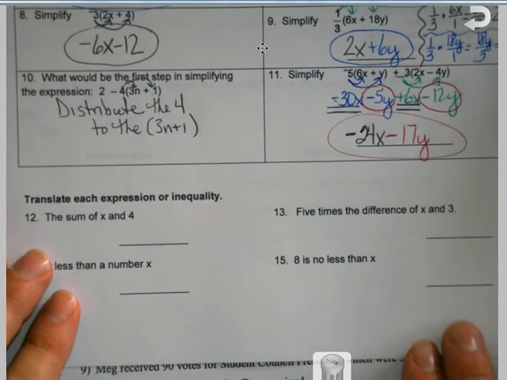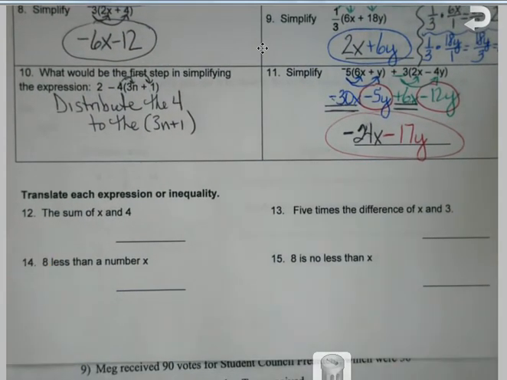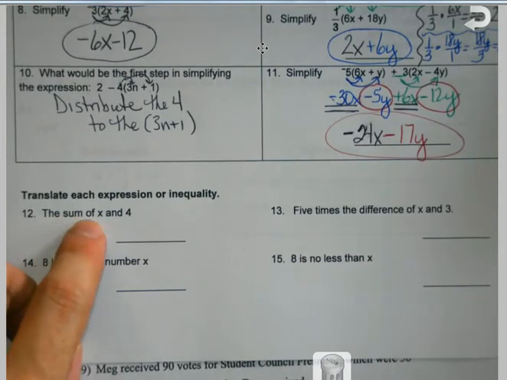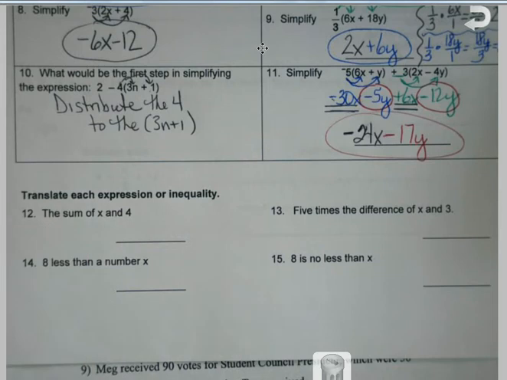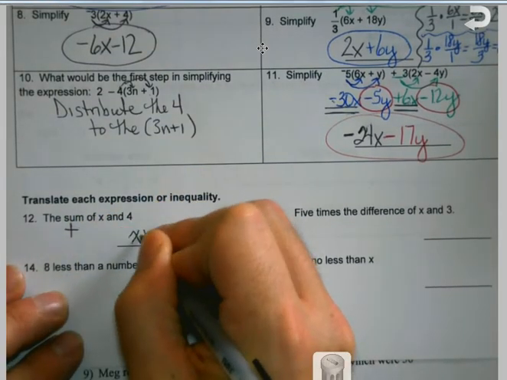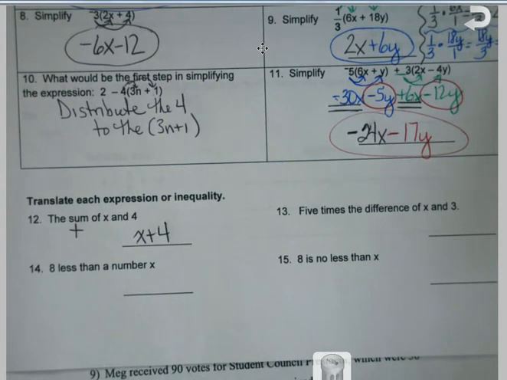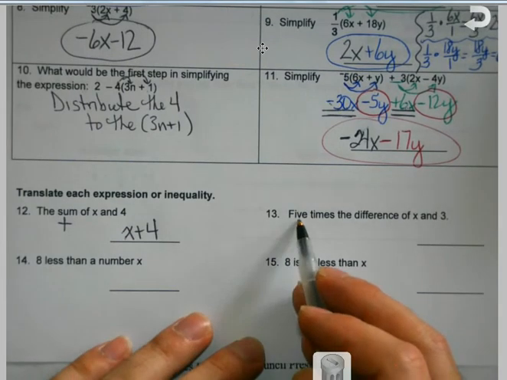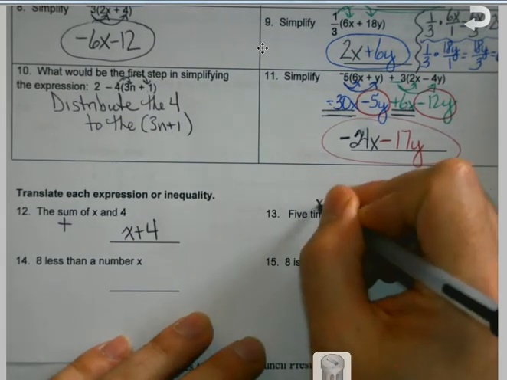Move this up a little bit here. Okay, translating. So again, when we figured out what all those words meant up top, that's going to help us now. The sum of x and 4. What did we say sum was? Addition. So we're adding x and 4 together. So let's see here. 5 times, well, I know times is multiply.